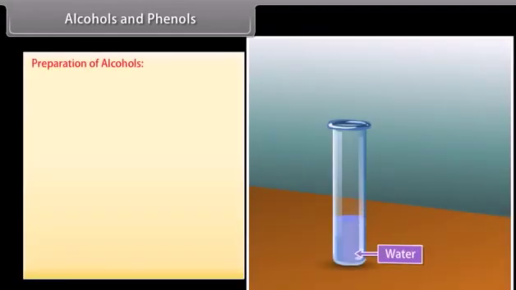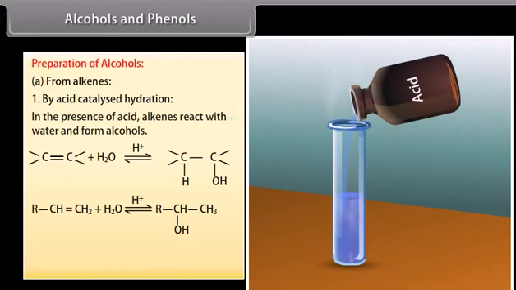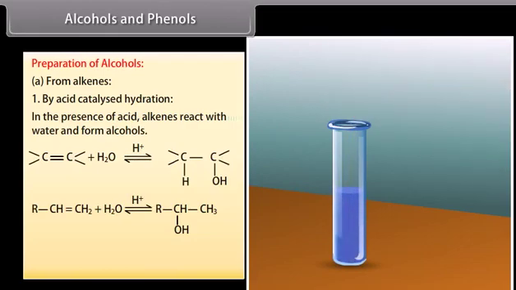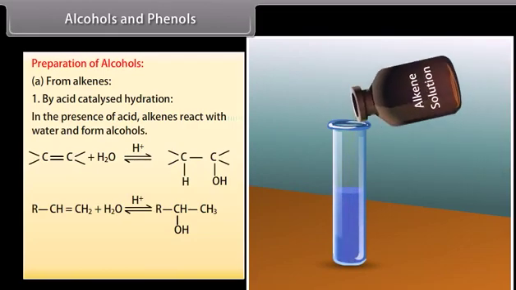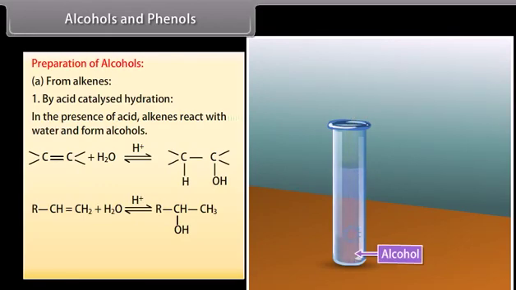Alcohols and phenols. Preparation of alcohols. From alkenes. By acid catalyzed hydration. In the presence of acid, alkenes react with water and form alcohols. Alkene reacts with water in the presence of acid and then forms the respective alcohol.